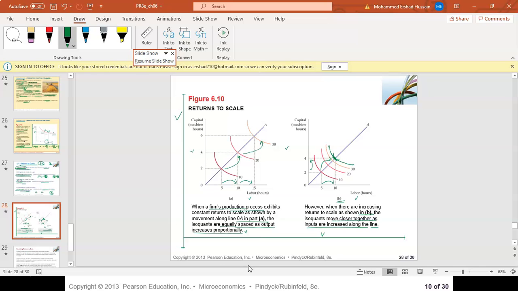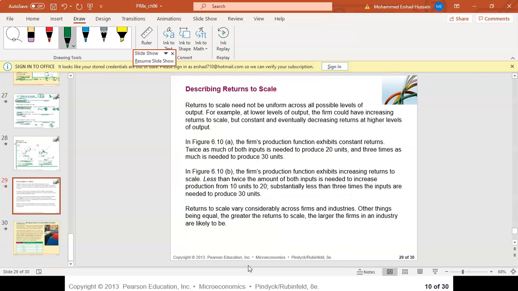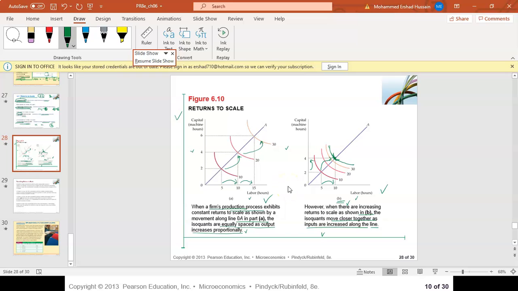So this is how we know that output increases by more than the proportionate increase in the factors, labor and capital. So this is increasing returns to scale. This is constant returns to scale. And for decreasing returns to scale, you will see the isoquants are spread further apart.